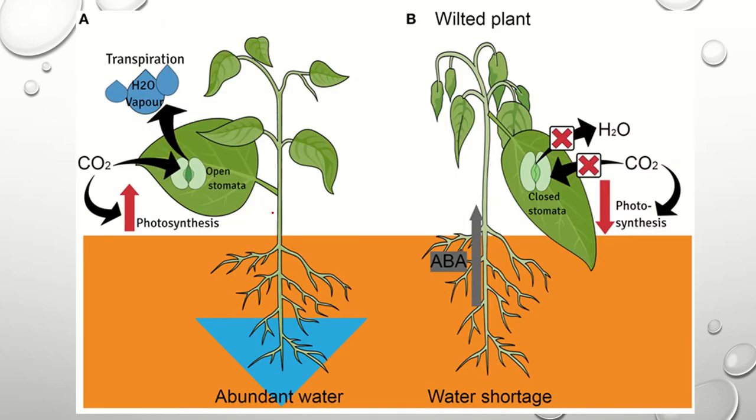You can see this example: here the stomata is opening and photosynthesis is being performed, and when photosynthesis is being performed, the stoma is open, so more water vapor comes out, because we have an abundance of water.